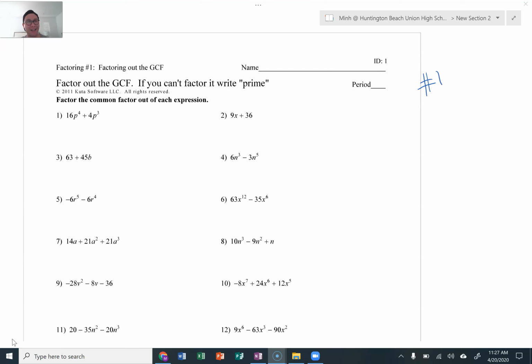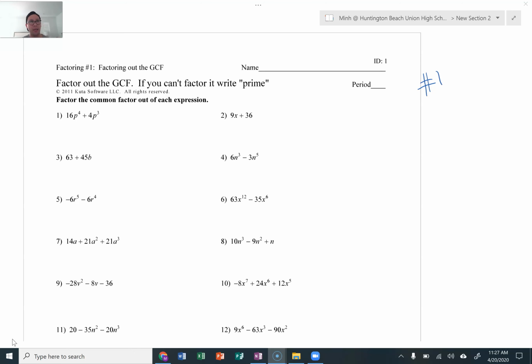Today's lesson is going to be on factoring the GCF out of a polynomial. Now, it's going to look familiar with the previous day's lesson. It's just that you need to take it a step further for your final answer. So let's just go ahead and start off with number one. So for number one, I have 16p to the fourth plus 4p to the third.